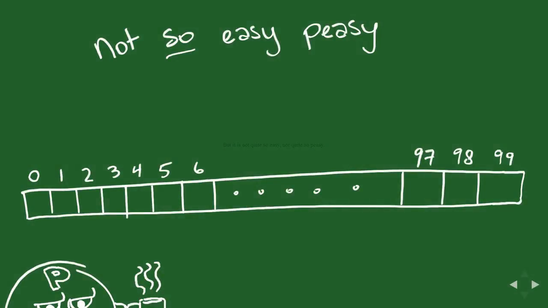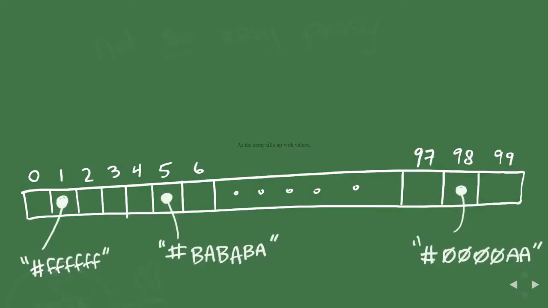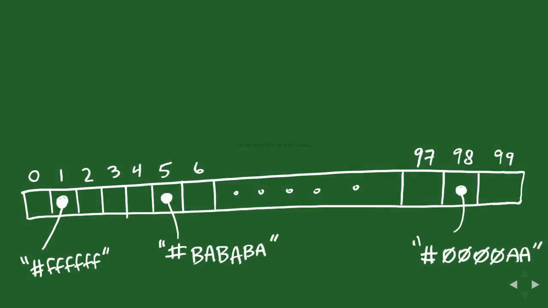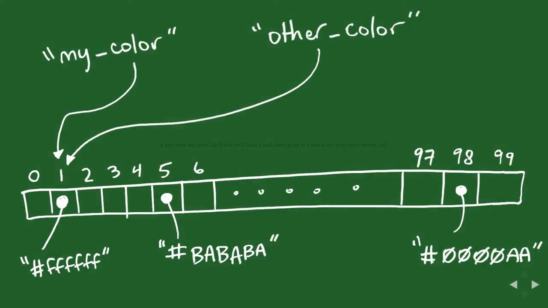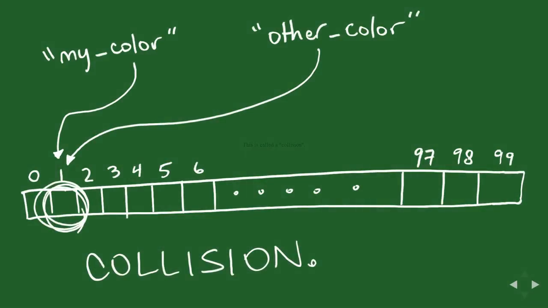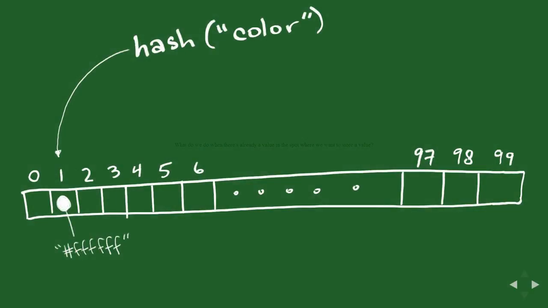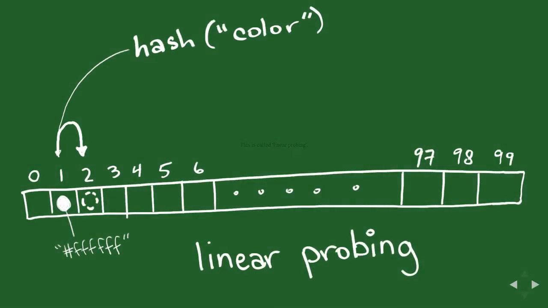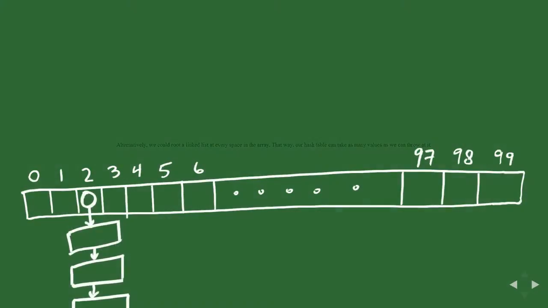So this isn't actually quite so easy or quite so peasy as you might think. As the array fills up with values, it gets more and more likely that we'll have a hash value point to a spot in the array that's already full. This is called a collision. What do we do when there's already a value in the spot where we want to store a value? We can keep walking forward in the table until we find an available spot. This is called linear probing.